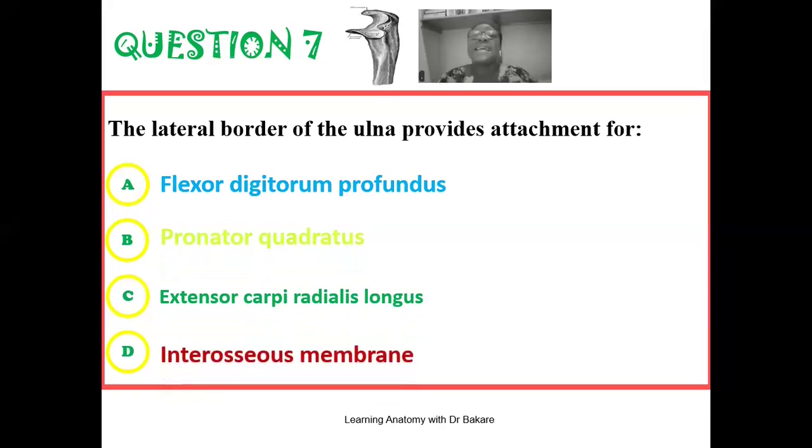The correct answer here as it relates to the structure that is attached to the lateral border of the ulna is the interosseous membrane. We know that the lateral border of the ulna can also be referred to as the interosseous border, and this is just because it creates attachment site for the interosseous membrane.